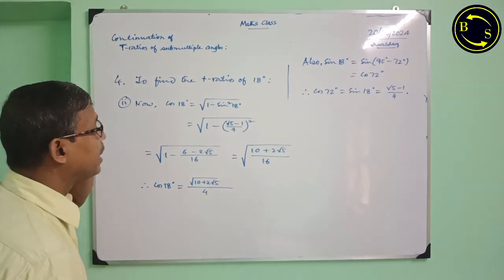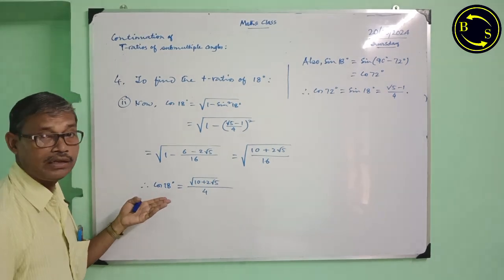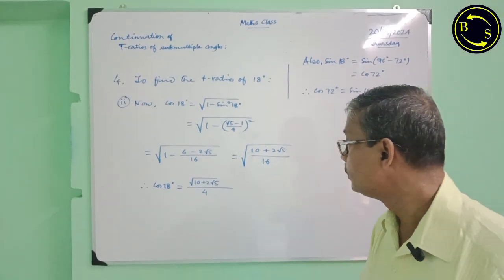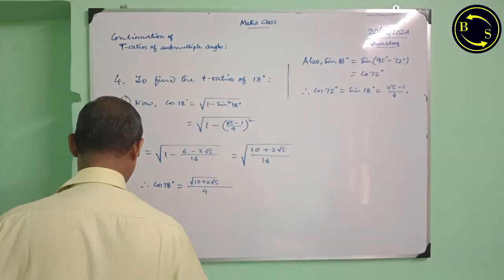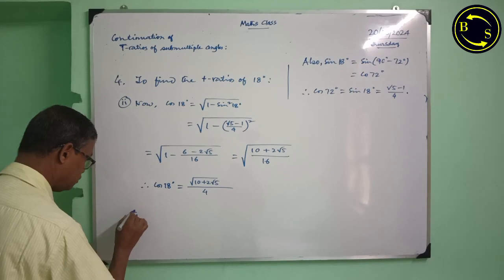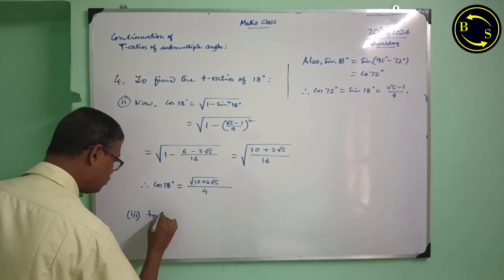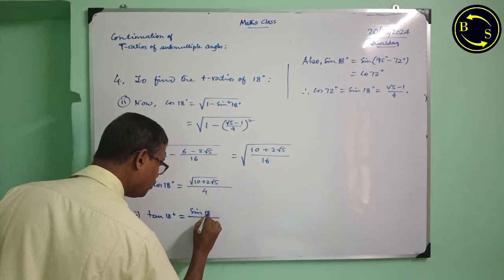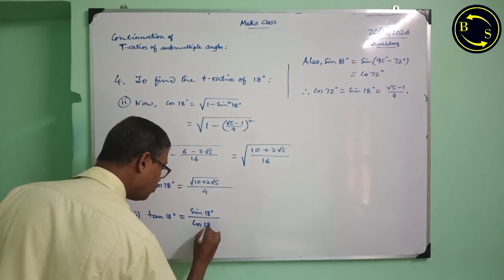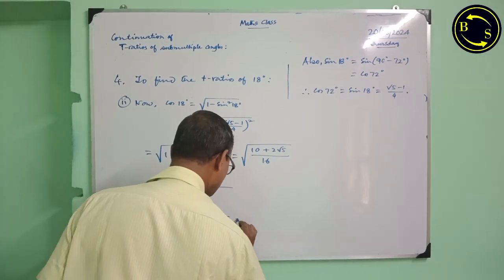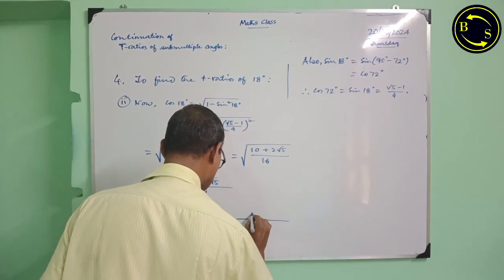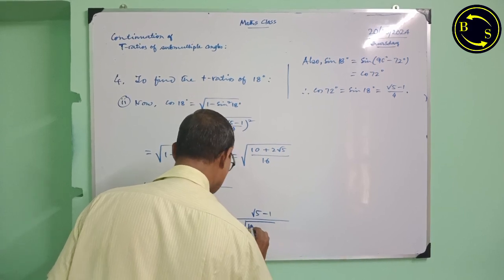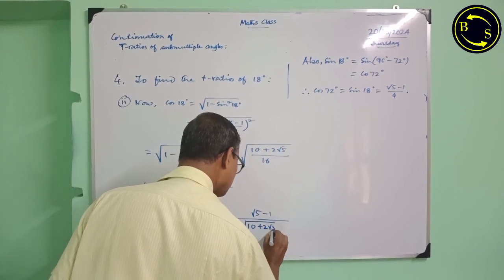Then we can find tan 18 degree. Using tan 18 degree will be equal to sin 18 degree by cos 18 degree. That means root 5 minus 1 by root over 10 plus 2 root 5.